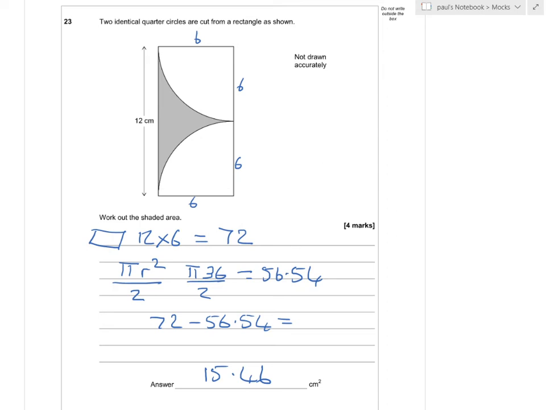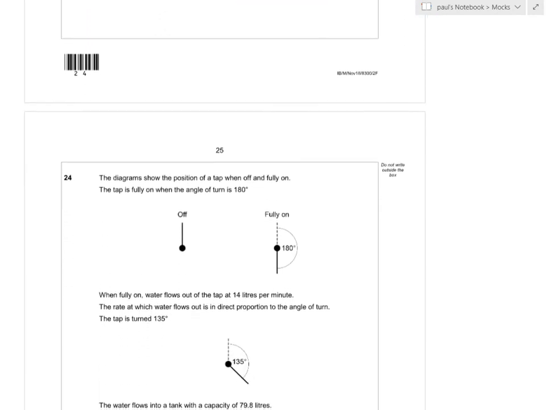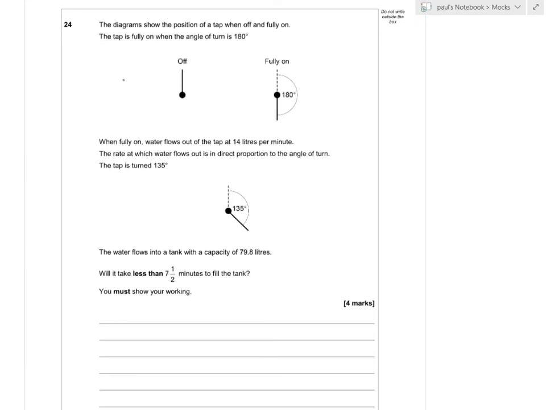Oh, they've done it in pi. It doesn't say in terms of pi. So how dare they do that? Because that was 18 pi. They expect an answer of 72 minus 36 divided by 2 minus 18 pi. That's in terms of pi, and they didn't say that. So I'd be well annoyed if they took points off that.